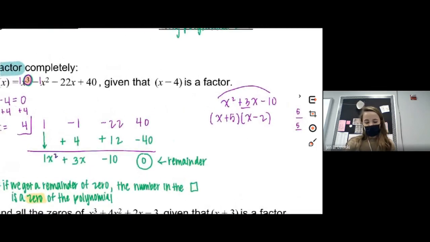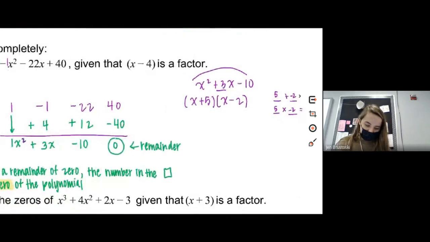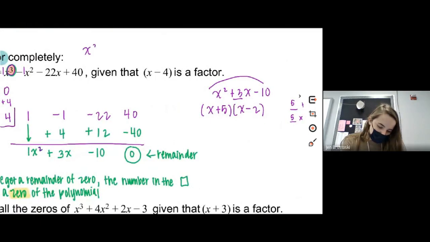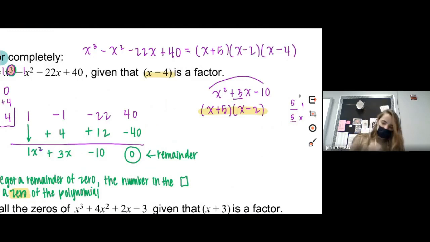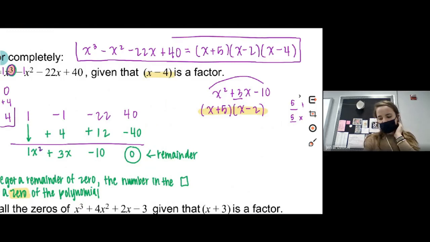Okay, so what we're going to do is to get this big x to the third, I'm going to write it up here: x to the third minus x squared minus 22x plus 40. To factor it completely, we're going to write these two factors as well as this factor, and then it multiplies out to be that whole thing. So this is x plus 5 times x minus 2 times x minus 4. All right, so that right there is the whole thing factored completely.